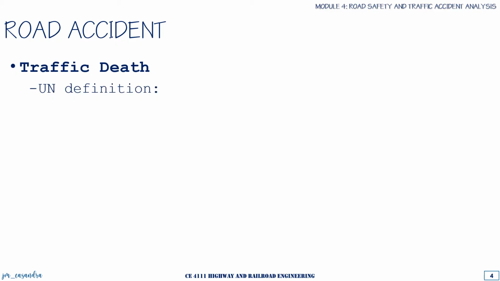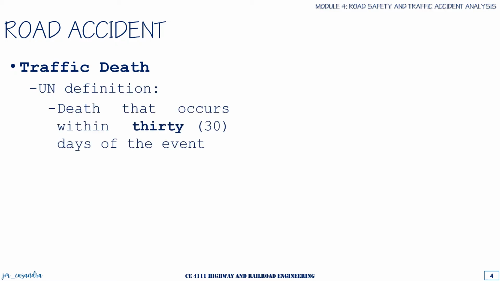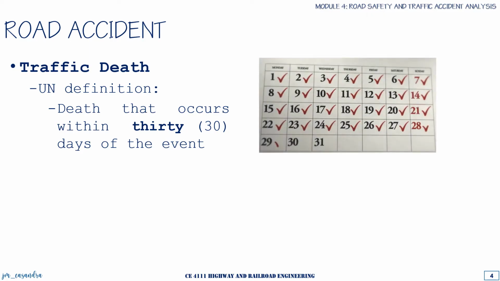Okay? Since road accident could result in a fatality or death, which we call traffic death, this is now defined by the United Nations as a death that would occur within 30 days from the event. So meaning, if a person who was involved in a car accident or road accident, let's say on the first day of the month, and he died, let's say on the 18th, that death is counted as a traffic death or death due to road accident.